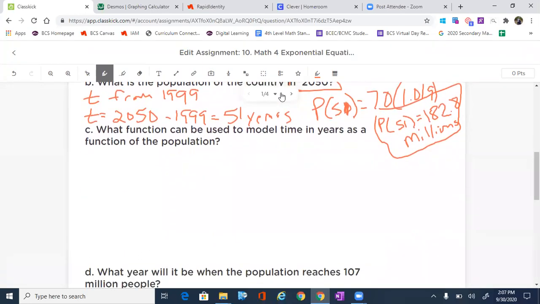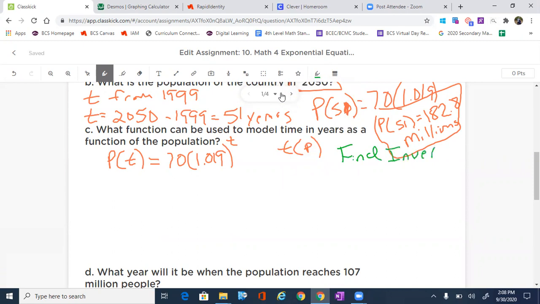Now, if we continue, it says, what function can be used to model time in years as a function of population? So we started with population as a function of time is what our equation is telling us. But we want to switch the order. We want time as a function of population. So really what we're looking for is T of P, which means we're switching the x and the y values. And when we do this, that means we're finding the inverse. So I'm going to write that right here: find inverse.